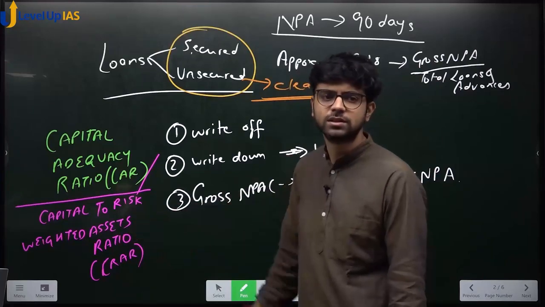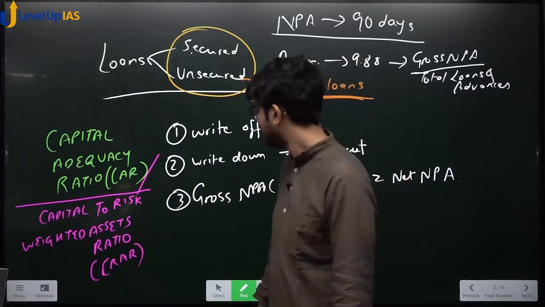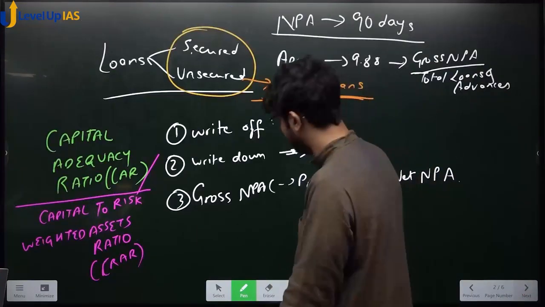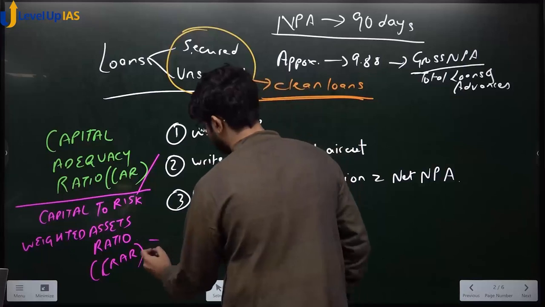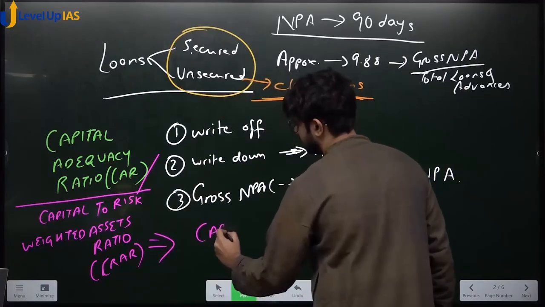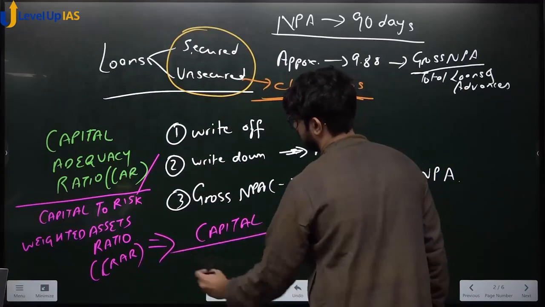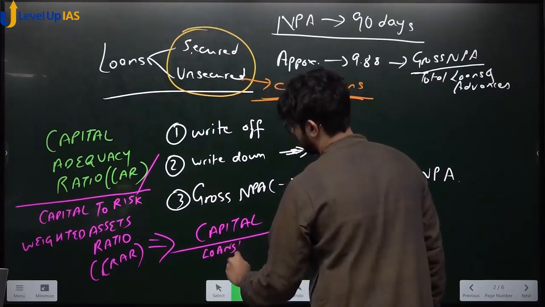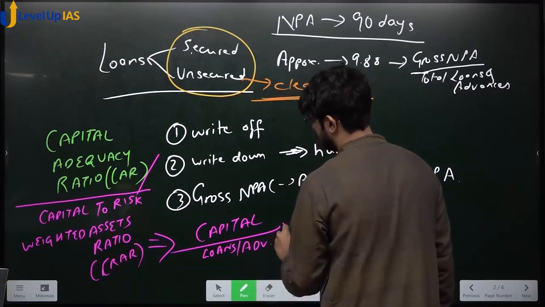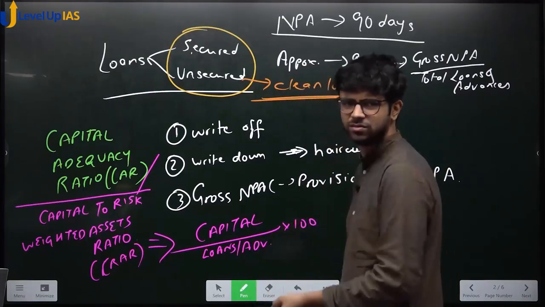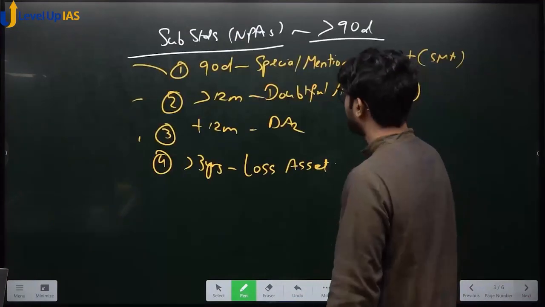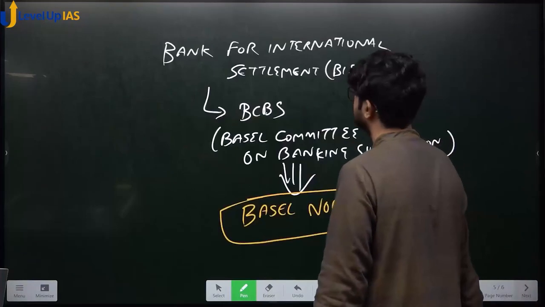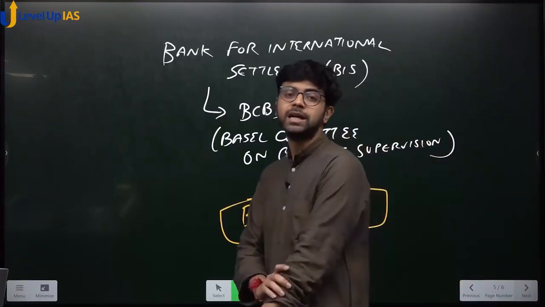What is the formula for this? We have not written it. Capital upon risk weighted assets, simple, straightforward. This we saw. Then we came to how to protect them.